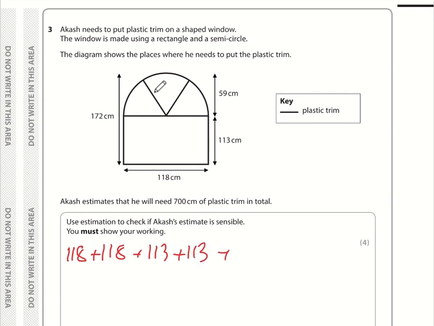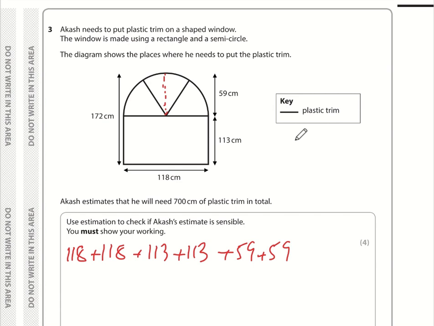We've also got these 2 parts here. Now, we know it's 59 from this point here to the top, so that would be the same as from here to here, and this is a radius, and this is also a radius, so these two bits here are also 59. So we've got a 59 and a second 59, and what we have here is the circumference of a semicircle.